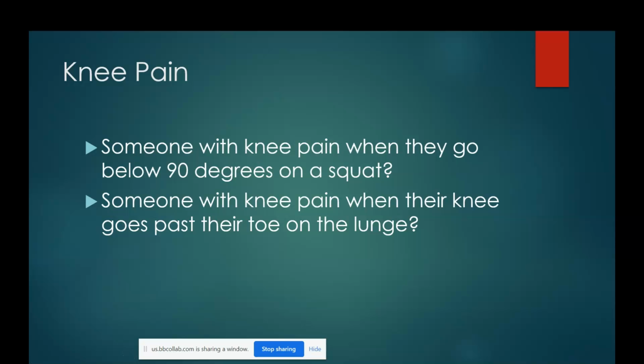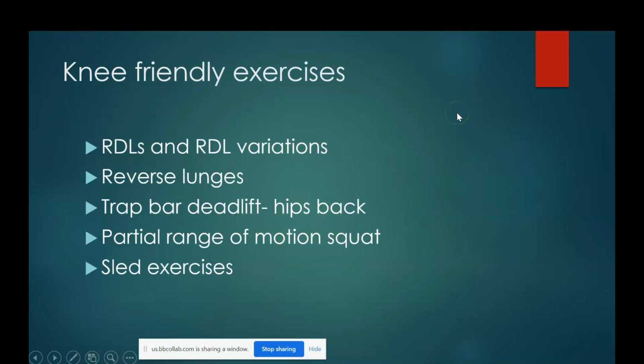You might also have someone with knee pain when they lunge, when their knee goes past their toe. So again, we're really controlling range of motion there. So what do you do in that situation? So in that situation, you don't let the knee go past the toe. Perhaps you swap that out with a reverse lunge instead.